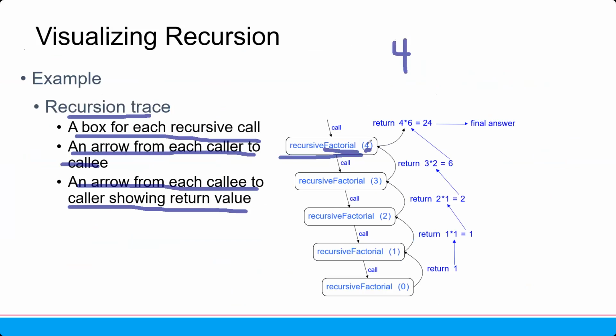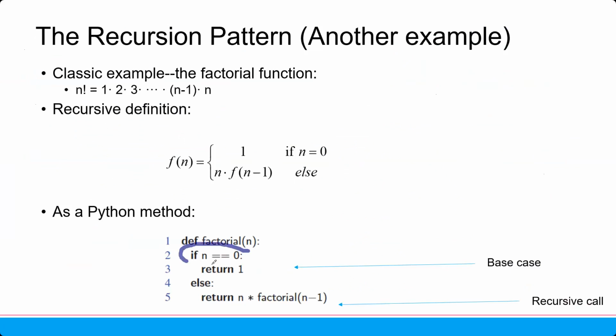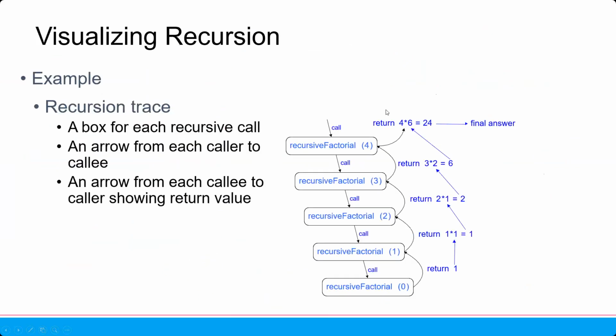After I call 4, it will check: is n equals 0? No. Because it is not 0, by the definition, it will run n multiplied by factorial(n minus 1). It means 4 multiplied by factorial(n minus 1). N minus 1 is 3. Again, for 3, we check, is it 0? No. Then it is 3 multiplied by factorial(n minus 1), which is 2.